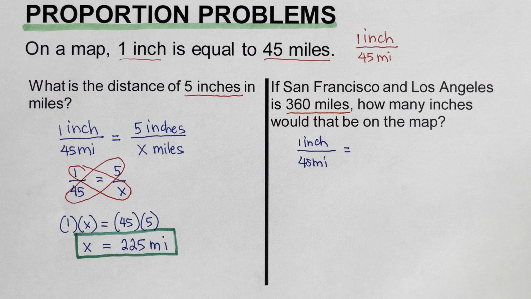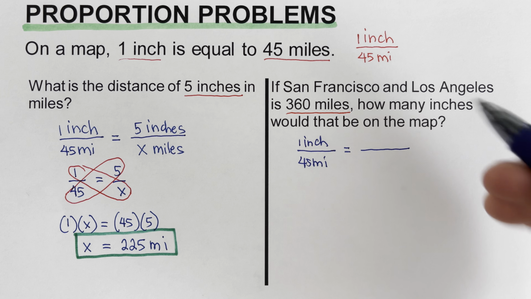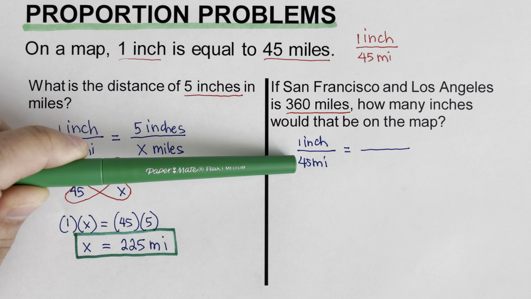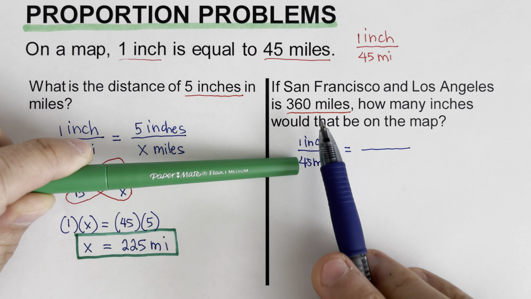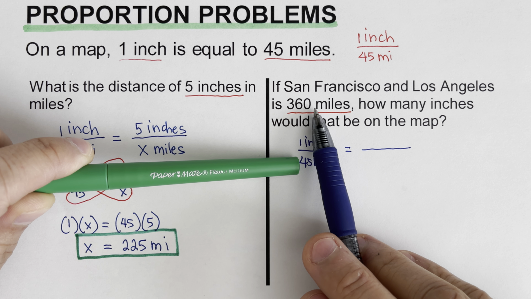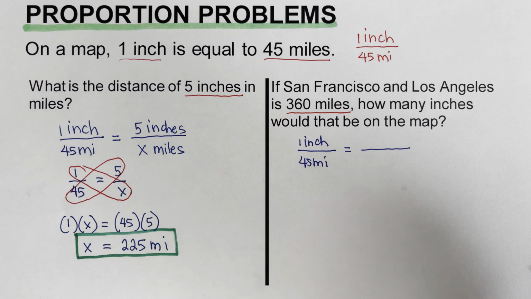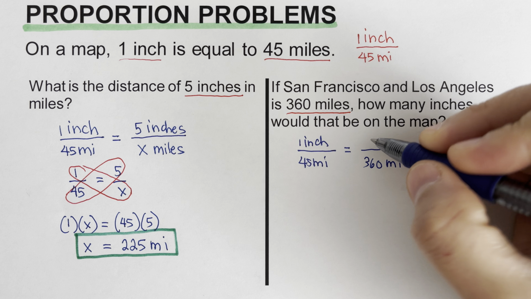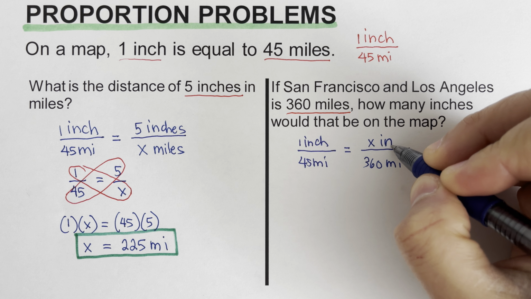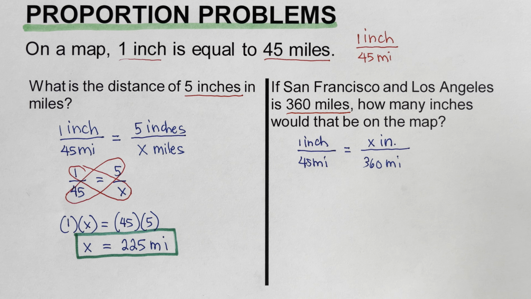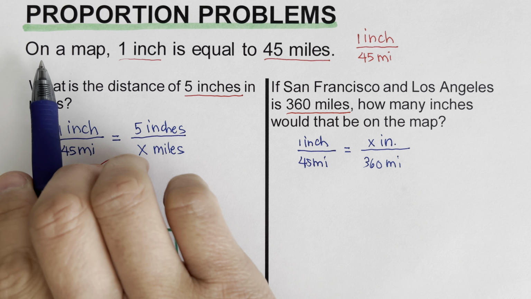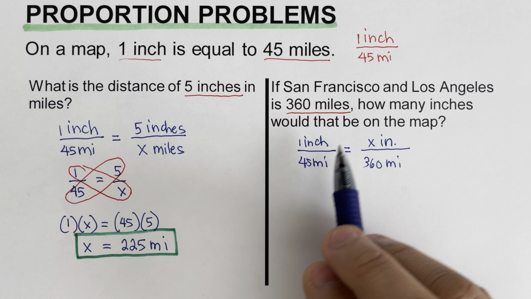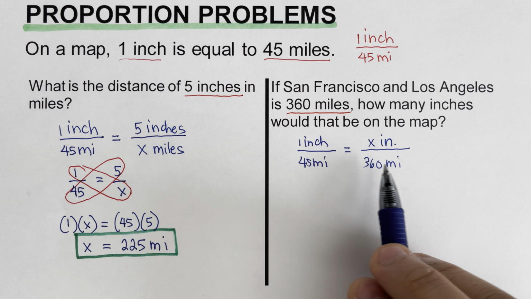Since we've established that the numerator is in inches and the denominator is in miles, and we're given 360 miles, this 360 miles will go to the bottom. So I write 360 miles right here, and that is x inches. We don't know how many inches that will be on the map. So we get rid of the units so we don't get overwhelmed.